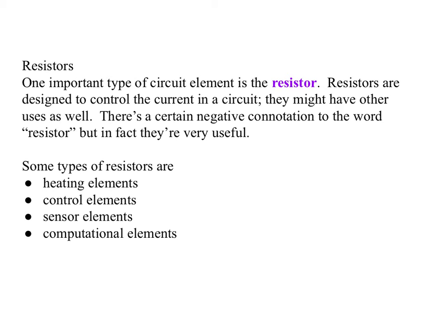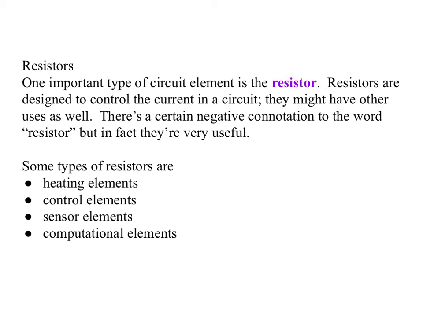A resistor is designed to control the current in a circuit because it puts resistance into the circuit. They also have other uses. There's a certain negative connotation to that word, but in fact they're really useful. Resistors are used for things like heating elements. In your toaster oven, to make your bagel nice and toasty, we pump a lot of current through, and there's high resistance, and therefore the wire gets hot and glows.